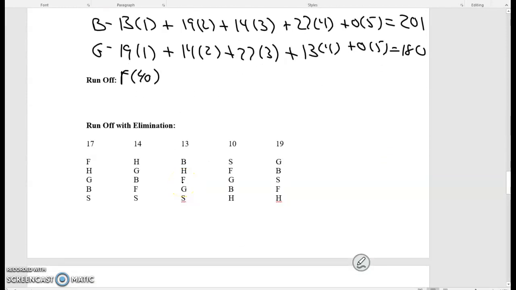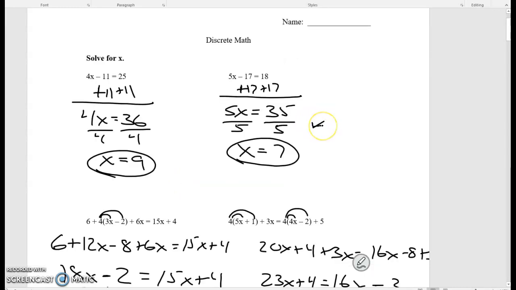Runoff with elimination, same deal. Or I should say same. Actually, I'm not sure what happened there.